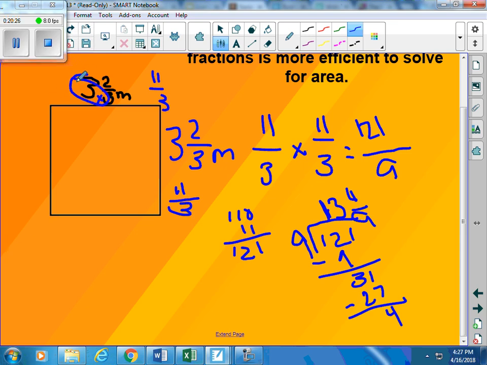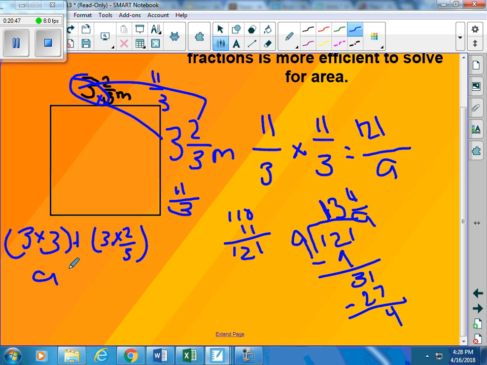So I'm going to start with this 3 first. I'm going to multiply this 3 times this 3, plus 3 times 2/3. All right, 3 times 3 is 9, plus 3 times 2 equals 6. Over 3, that would be 2, so I get 11.